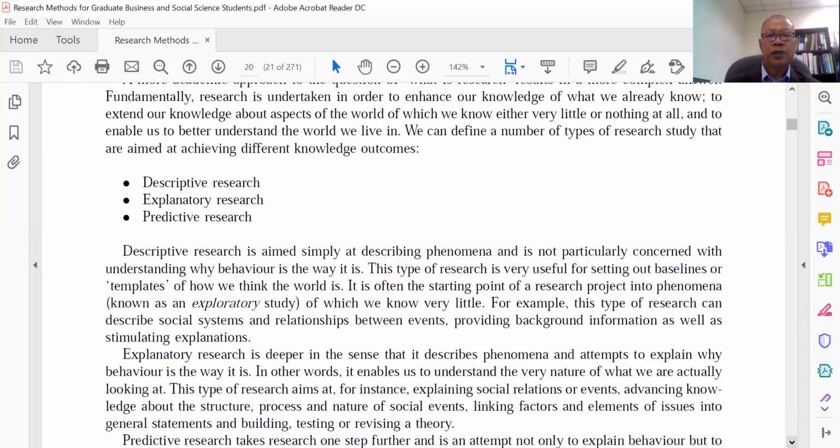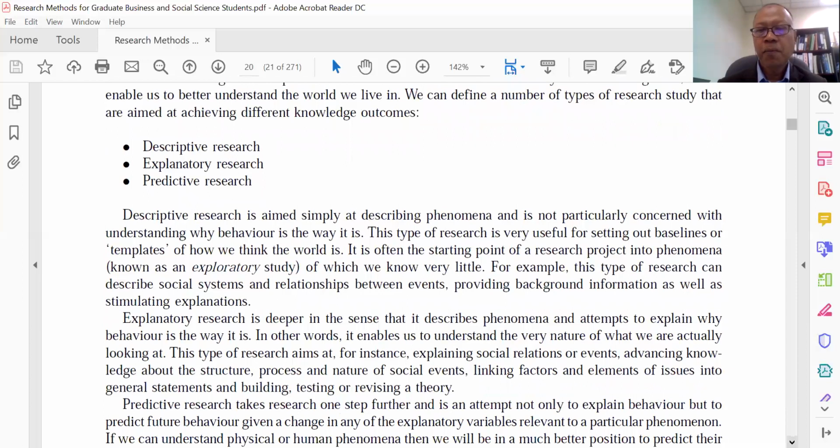The second type of research is explanatory research, which is deeper than the descriptive research. Explanatory research not only describes the phenomena, but also attempts to explain why the phenomena occurs, why the behavior is the way it is. In other words, it enables us to understand the very nature of what we are trying to study. So there is a causality or causal relationship. There is a cause and effect.